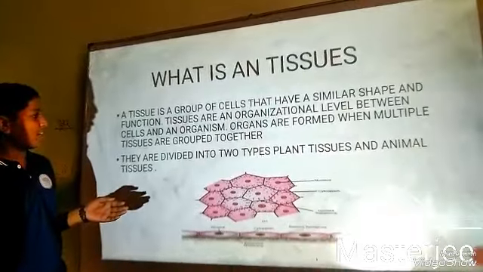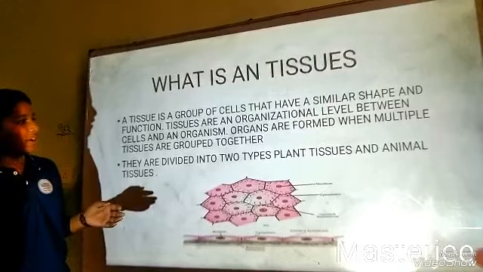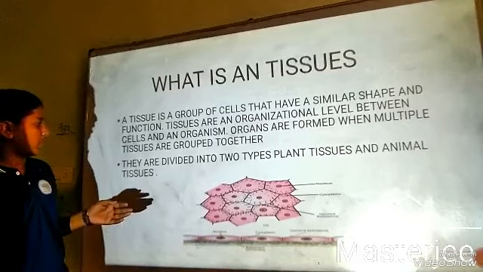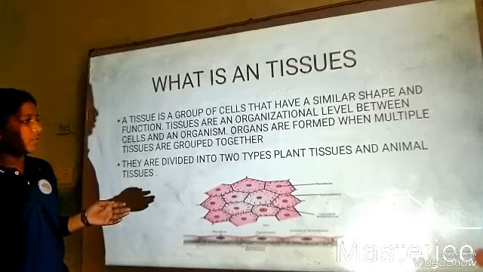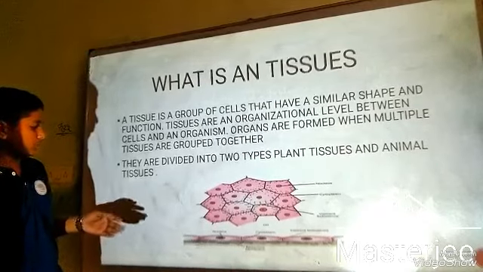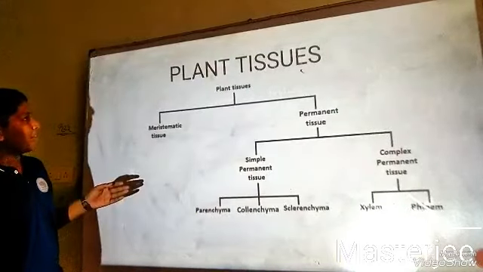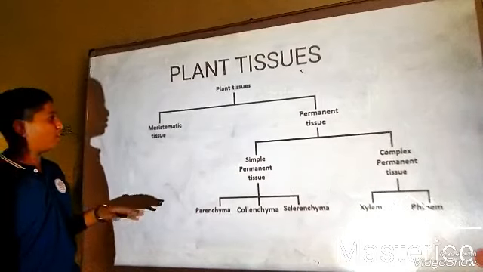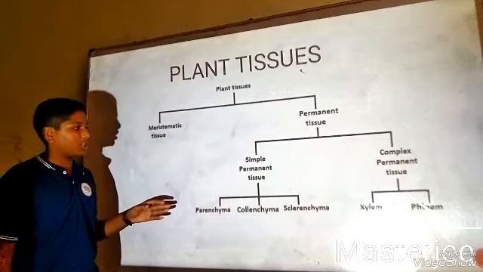Cells and organism. Organs are formed when multiple tissues are grouped together. There are two types of tissues, animal tissue and plant tissue. Plant tissues are classified into two groups, meristematic tissue and permanent tissue.